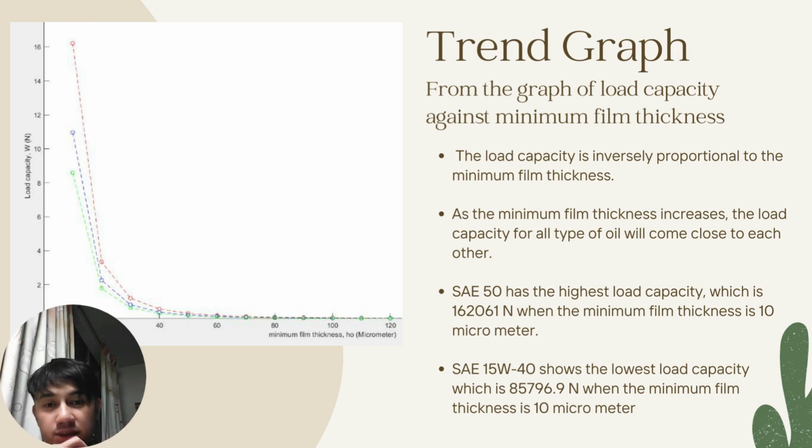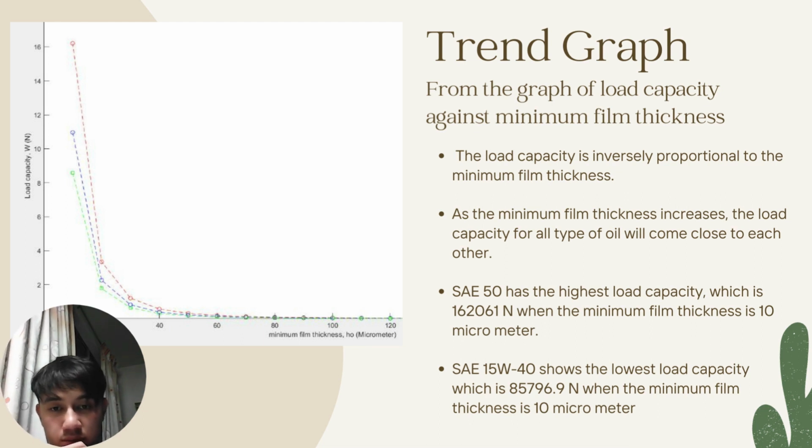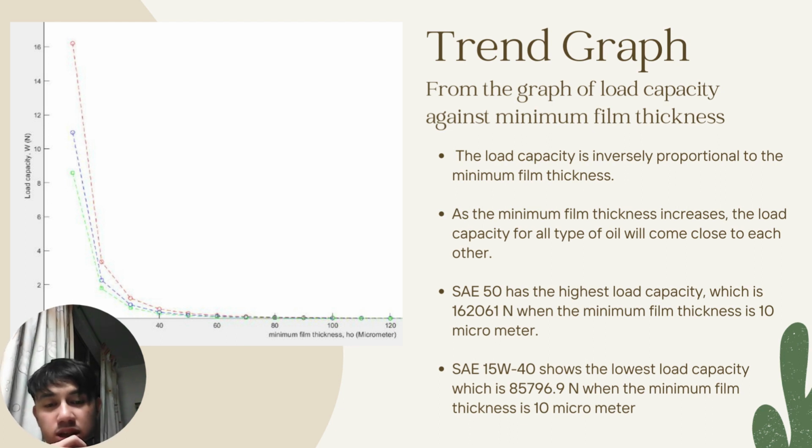In this study, the SAE 50 recorded the highest load capacity, which is 160,261 Newton, when the minimum film thickness of 10 micrometer is used. At this point, we also record that the lowest load capacity is from SAE 15W40, which is 85,796.9 Newton, when the minimum film thickness is also 10 micrometer.